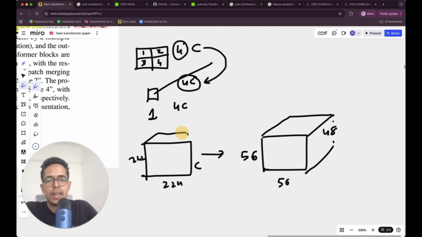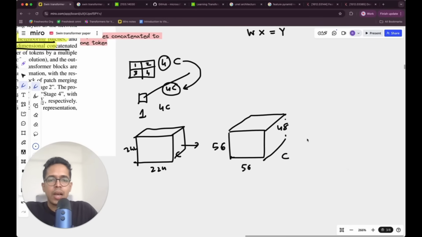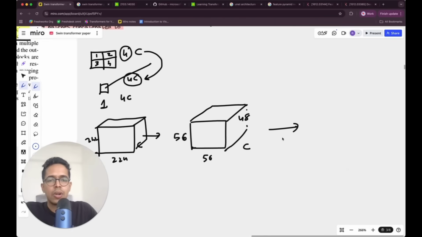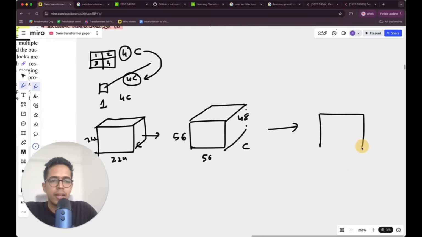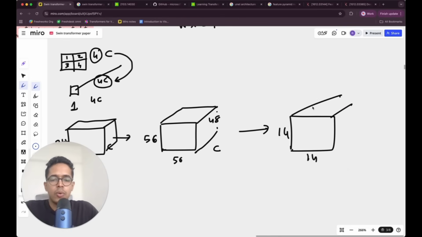Here it was 3 dimensional. So C was 3. Here C is 48. Then after the first transformer block, what will happen is, here 56 by 56 will become, you can divide again by 4, then it becomes what? 14 by 14. And one more thing was done, my bad.